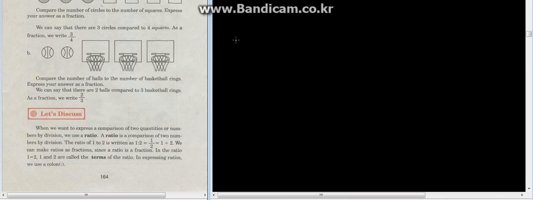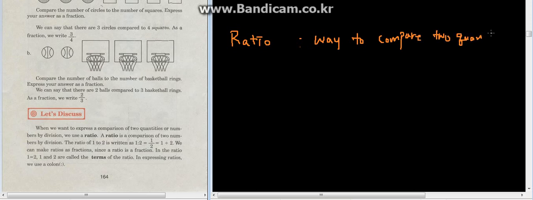Then what is a ratio? Ratio is a way to compare two quantities by division.